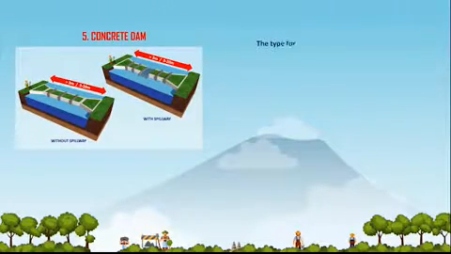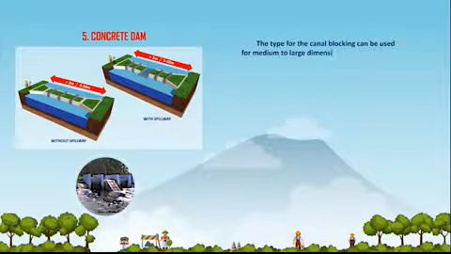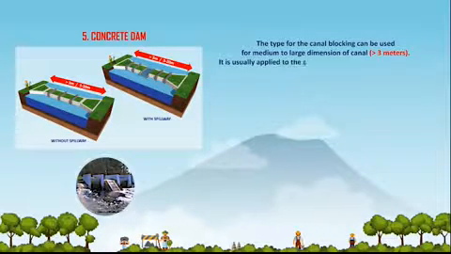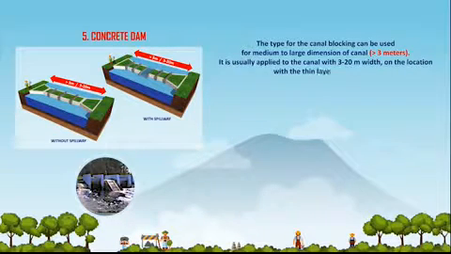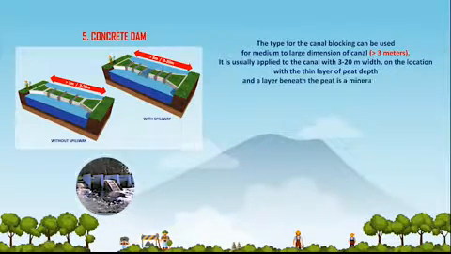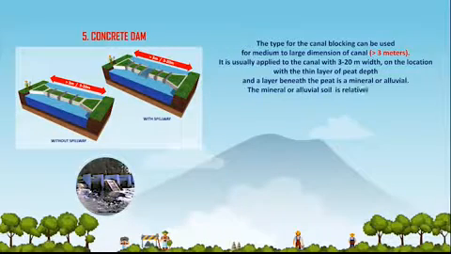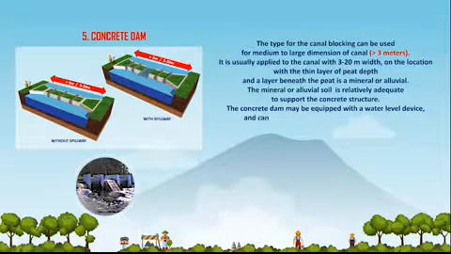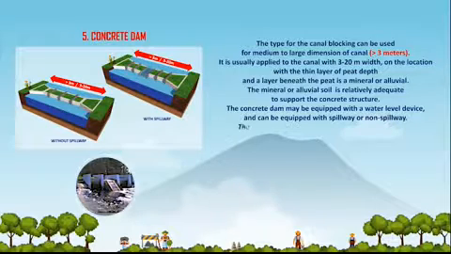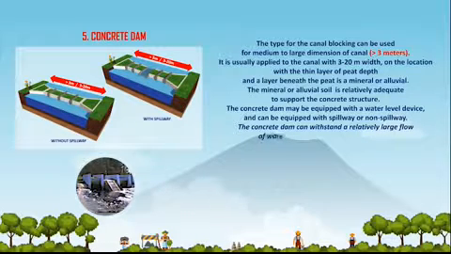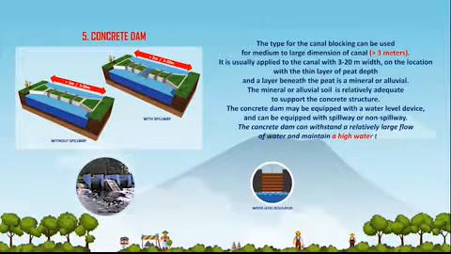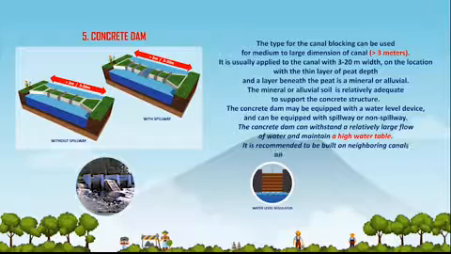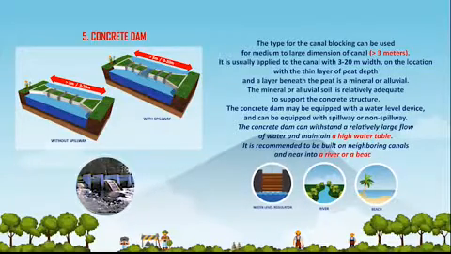Concrete dam. This type of canal blocking can be used for medium to large dimension canals, more than 2 meters. It is usually applied to canals with 3 to 20 meter width on locations with a thin layer of peat, where the layer beneath the peat is mineral or alluvial. The mineral or alluvial soil is relatively adequate to support the concrete structure. The concrete dam may be equipped with a water level device and can be equipped with spillway or non-spillway. The concrete dam can withstand a relatively large flow of water and maintain a high water table. It is recommended to be built on neighboring canals and near a river or a beach.